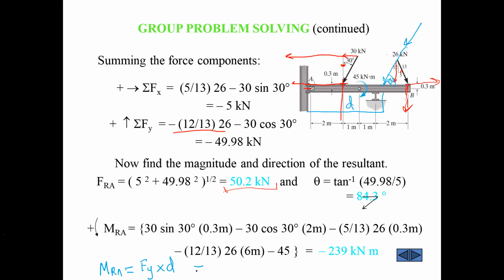So therefore, it implies that D is equal to your moment, which is MRA, divided by your FY. So it is minus 239 divided by what now? Now we say that it is not F, it's this you must use. So it says minus 49.98. Yeah, that's it, you know.